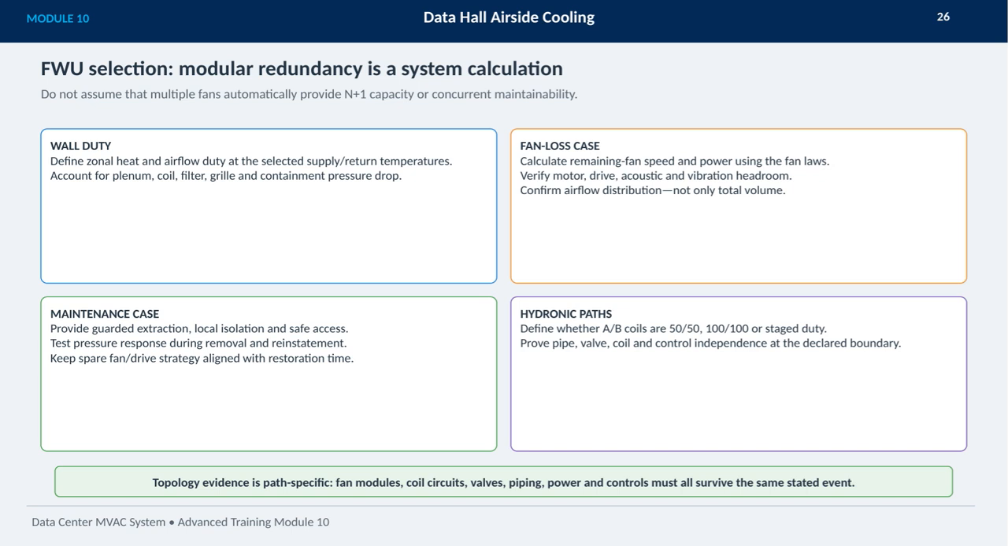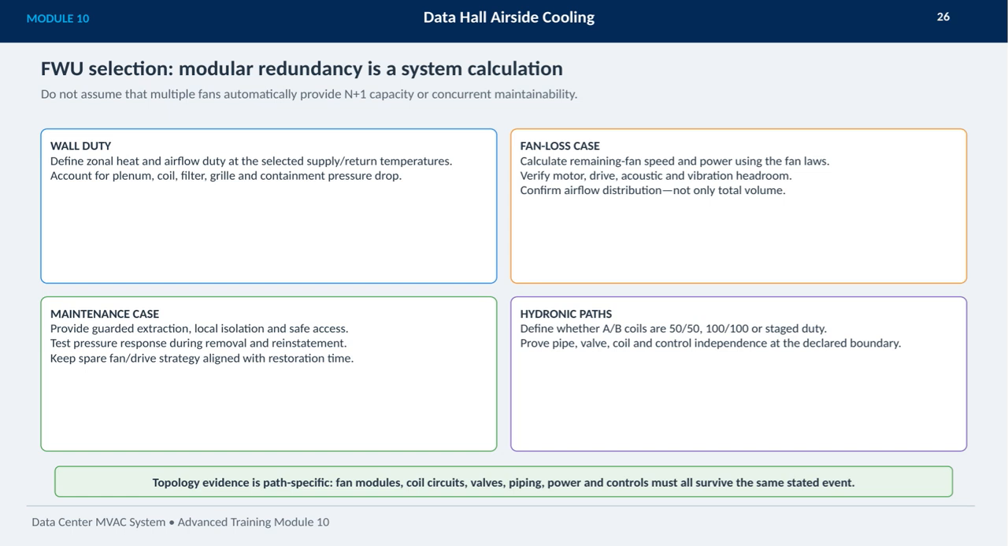For the fan loss case, calculate how the remaining fans will perform in terms of speed and power using fan laws. You also need to verify that the motor, drive system, acoustics, and vibration have enough headroom. It's crucial to confirm airflow distribution across the whole system, not just the total volume. In the maintenance case, ensure there is guarded extraction, local isolation, and safe access for work. Test the pressure response when fans are removed and reinstalled.